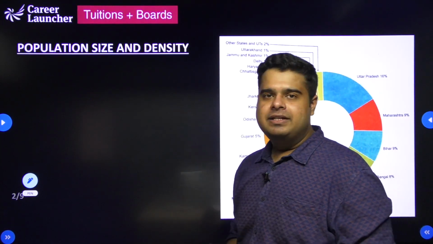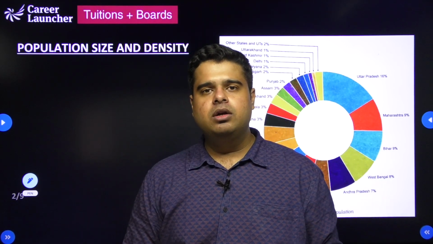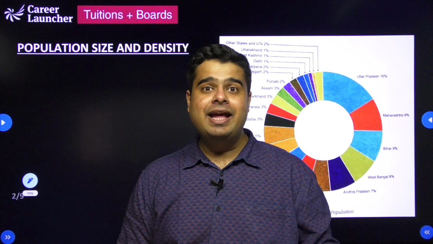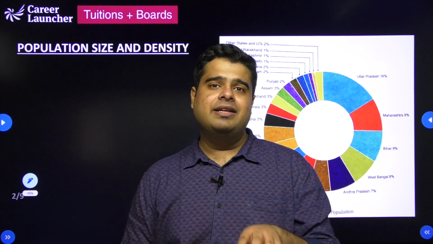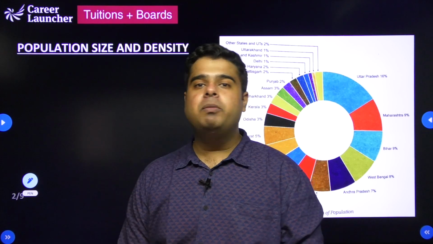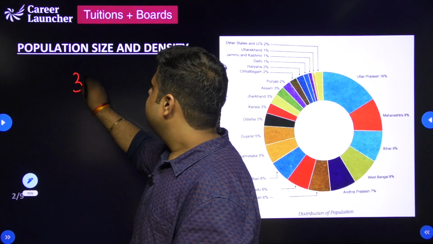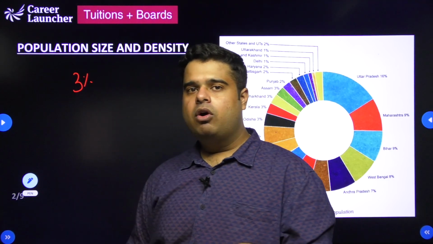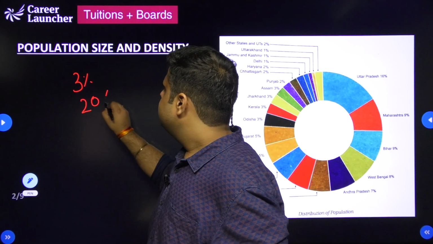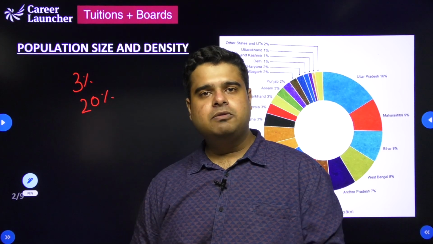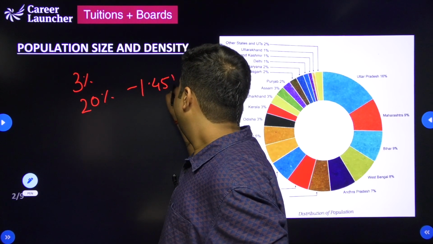Population size and density. As we know, India is the 7th largest country in the world, but at present India is the country having the highest population, that is 1.4 billion. India constitutes almost 3% of the land available on planet Earth, but about 20% of the population living on this planet, somewhere around 1.45 billion.